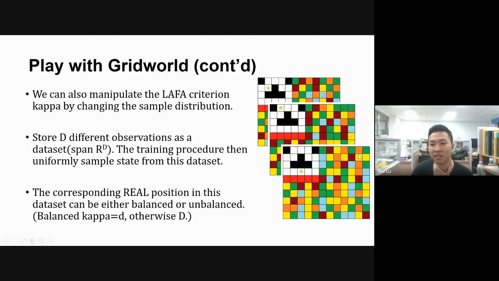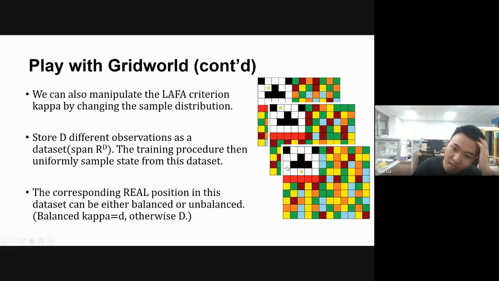So as we say, this MDP actually has a linear representation. So they have one mask. For a linear representation class, we can just choose that d_t to be a standard basis. For example, we store capital D different observations in a data set, and then the training procedure, that training distribution, uniformly samples a state from this data set. But remember that in all these capital D different observations, they are essentially just small d different real states in this grid world.